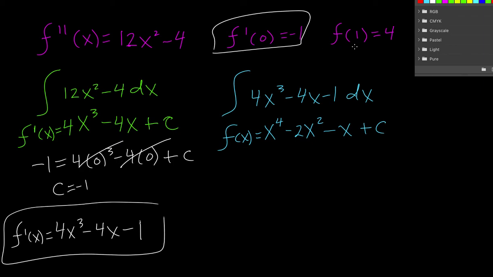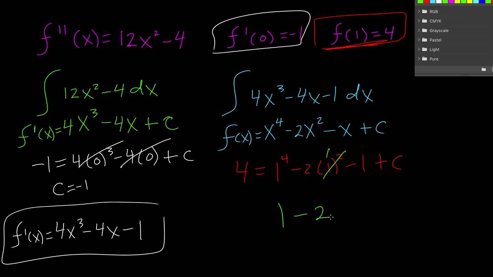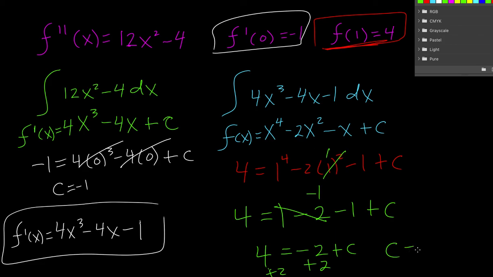We need to find our c, so we're going to use this. So the function equals 4 when x equals 1. Okay, we simplify, so 1 to the 4th is 1. 1 squared is also 1. 1 times negative 2 is negative 2. And then we have 1 minus 2 is negative 1. Negative 1 minus 1 is negative 2. And then we add 2 to both sides, and c equals 6.